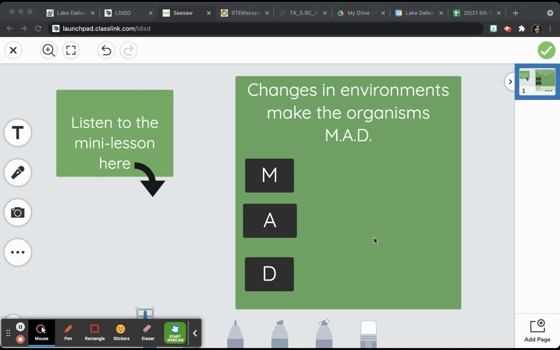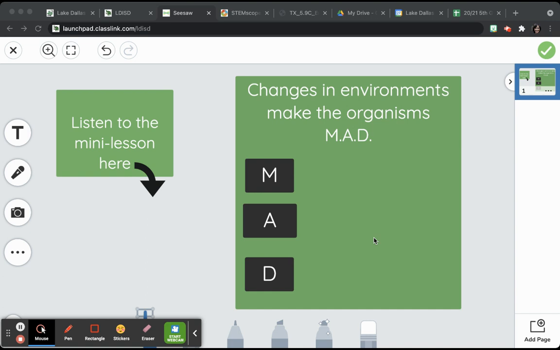You may want to pause the video for a second so that you can get out your science notebook. What you'll do is add this poster to your science notebook. You can title it Changes in Environments, and then go ahead and write the acronym, the M and the A and the D, on down the poster. Once you start the video again, you can add to the poster to complete it. So if you want to pause the video and then come back, you can complete your poster.